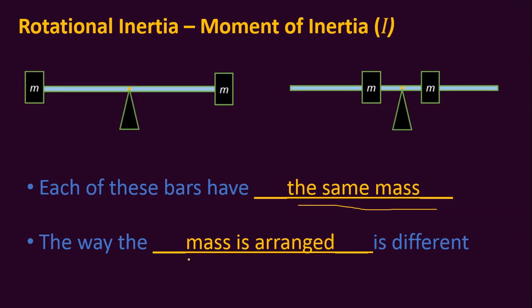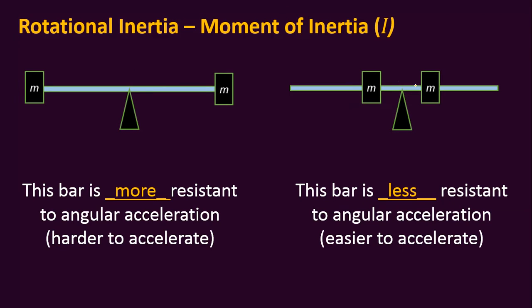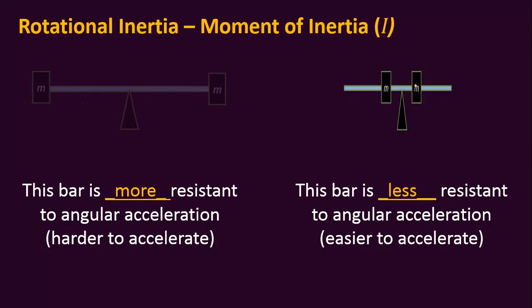But something that is slightly different is the way that the mass is arranged. In one situation, the mass is very far away from the pivot point. In the other situation, the mass is very close to the pivot point. But overall, the total amount of mass is the same. So let's try and spin these bars. Let's see what happens when we try to accelerate these bars with a net torque.